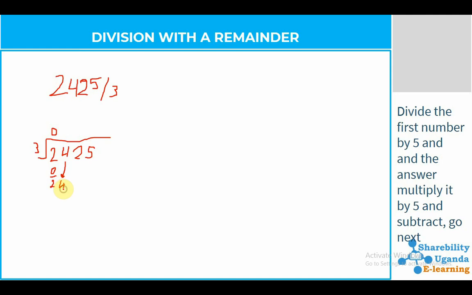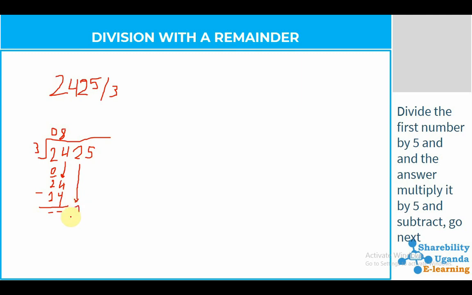So what is 24 divided by 3? The answer is 8. When we get 8 times 3, we get a 24. Here we also subtract and we get naught. So we bring our 2 down there.